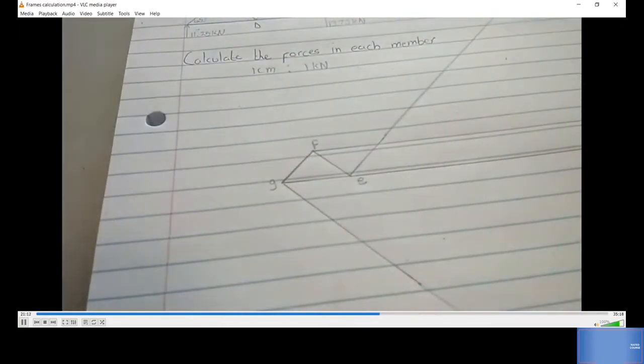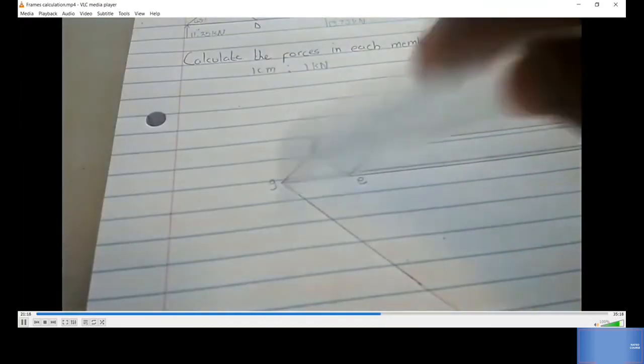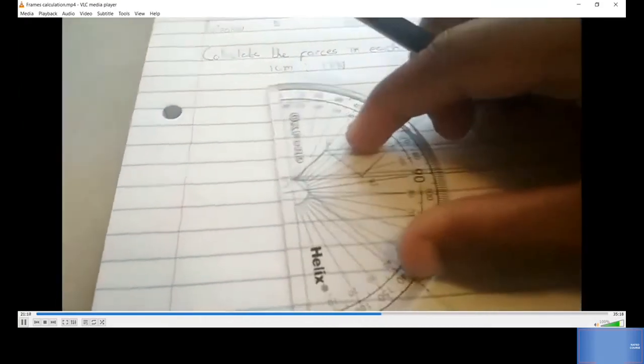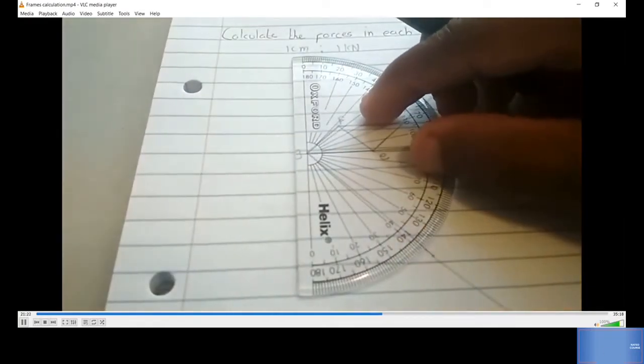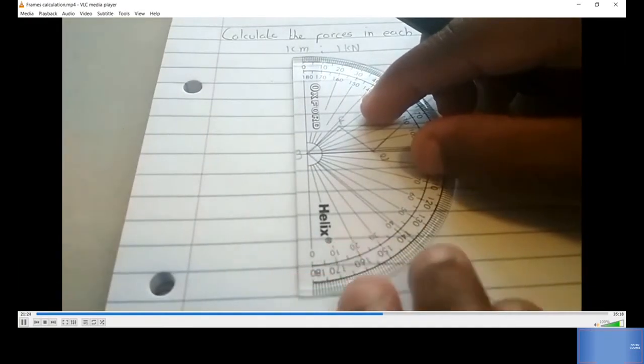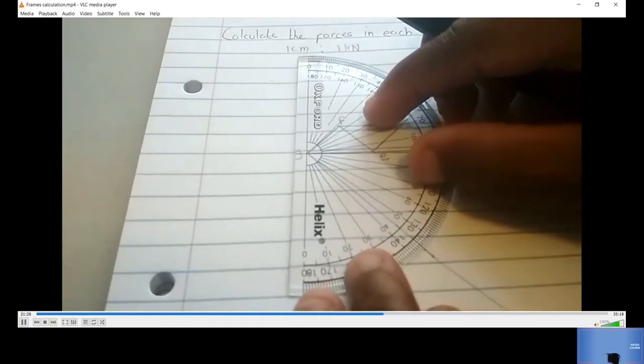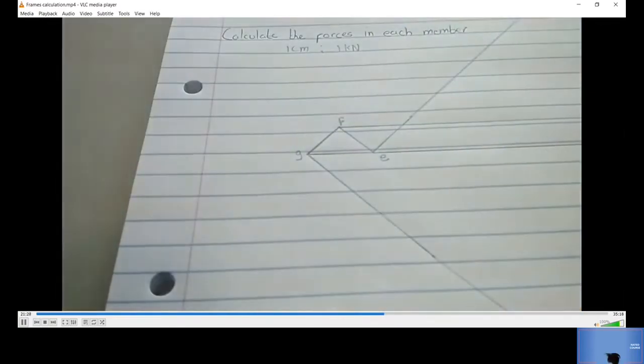So that's from C to G. If I measure this, it should be at a 45. Absolutely, that's it. We're good. So we are done with our force diagram. Now all we have to do is write the members.